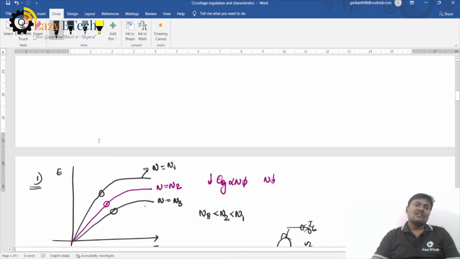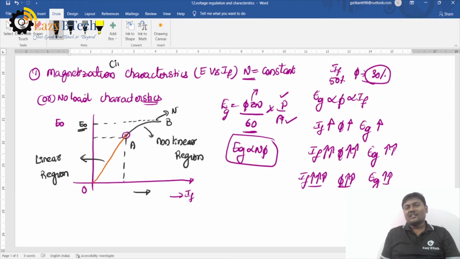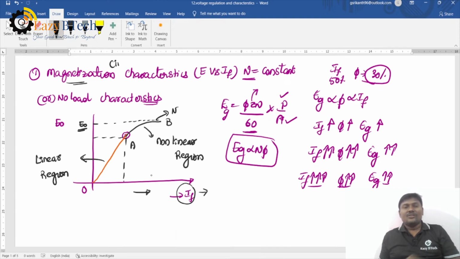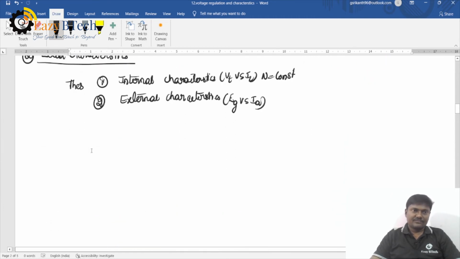Previously, that was the magnetization characteristics. Why is it called magnetization characteristics? Because the field current produces a magnetic field. To magnetize the core, which current is required? Field current is required. That's why the curve drawn between generated EMF and field current is called magnetization characteristics.